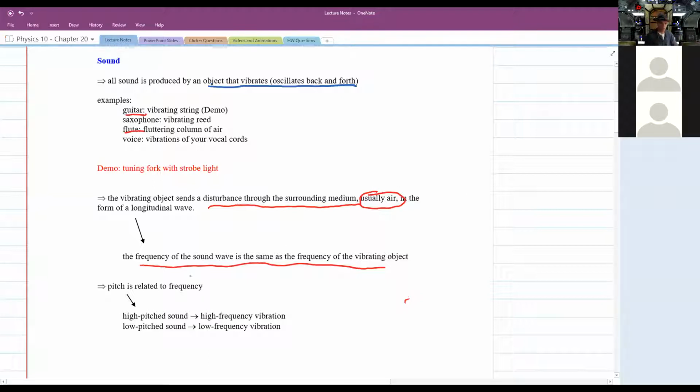And what we call pitch is basically our interpretation of frequency. We hear high-pitched sounds produced by objects which are oscillating back and forth at high frequency. So high frequency, my vocal cords are oscillating back and forth very rapidly. A low frequency sound, a low pitch, means they're not oscillating back and forth very rapidly.